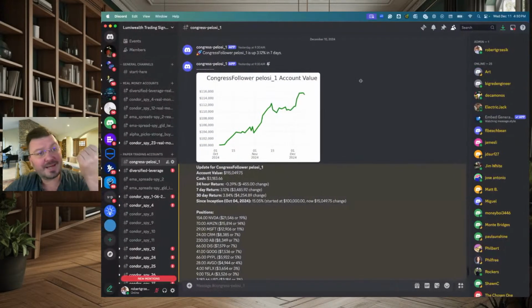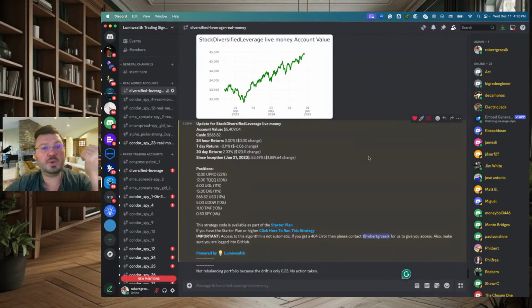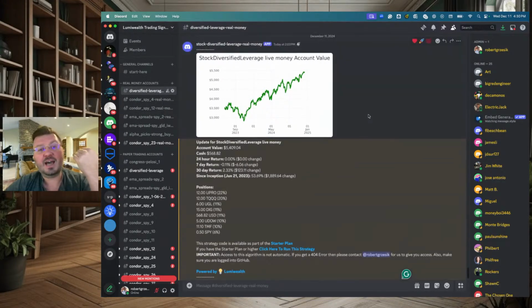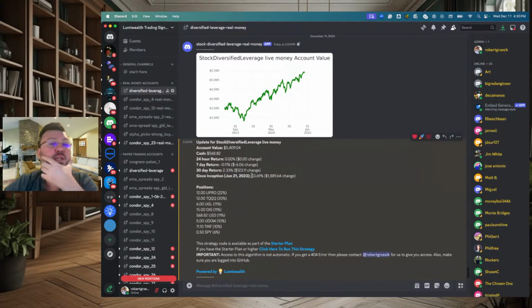But it's not just the back test. I've actually been running this for a while. This is one of our oldest algorithms. I've been running this algorithm since June 21st, 2023. This is with real money, and I am up quite a bit. I'm up 53, almost 54% since putting money into this. My account is now worth $5,400. I'm up in this one account about $1,900. Real money, making money doing this diversified leverage approach.